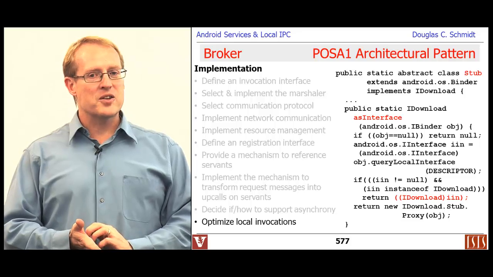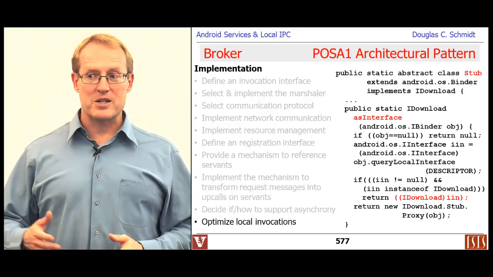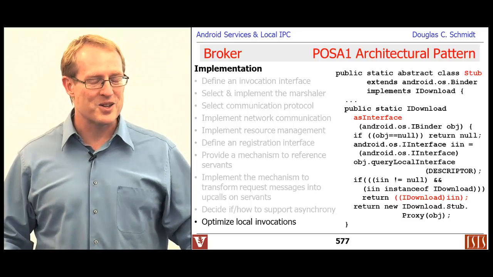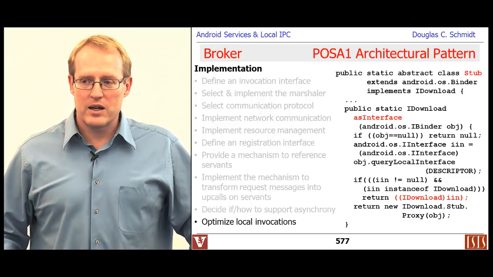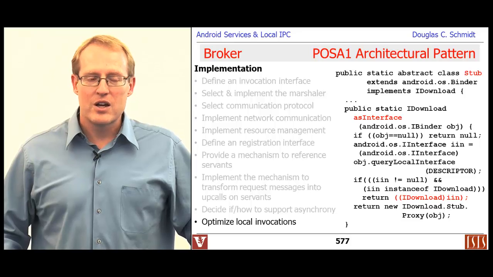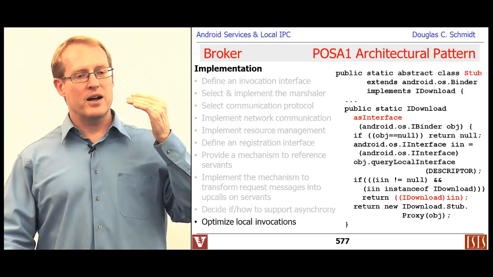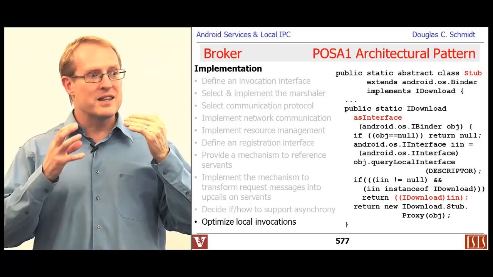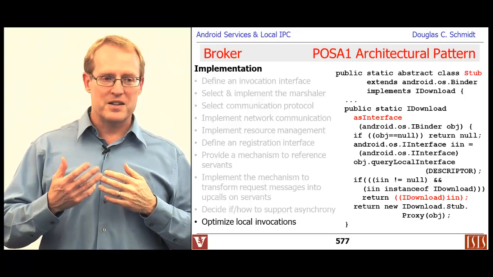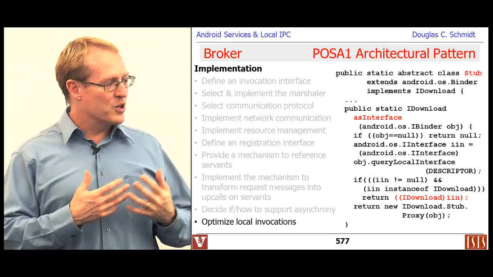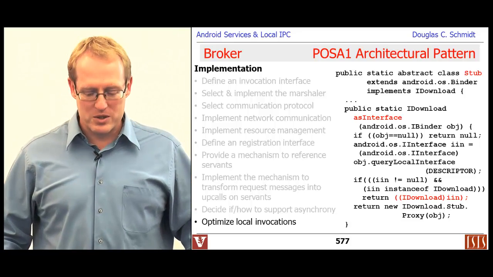And then the last thing to think about if you're trying to implement a broker, obviously there's more stuff than this, but these are the key things to think about, is whether or not you want to try to do colocation optimizations for cases where you're invoking a method on something that's in the same address space as the caller. So if you end up having your servant in the same address space as your client, do you want to do something to match those things up?